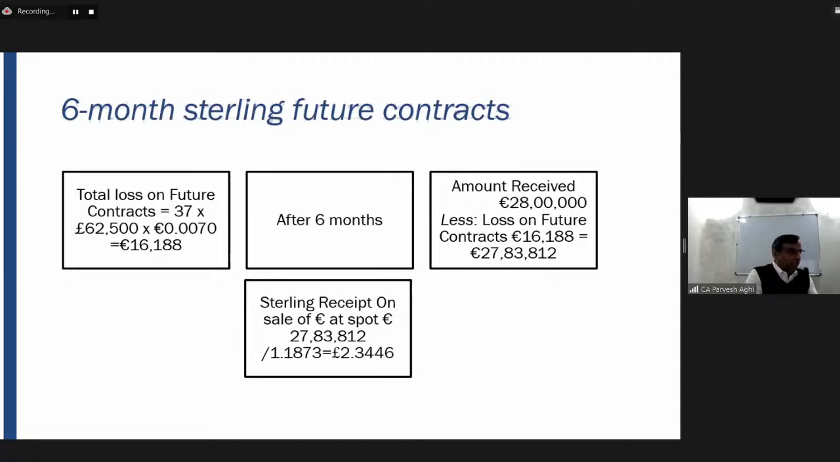So what we have done is taken 27,83,812 divided by the spot rate after 6 months, which is 1.1873. The amount he gets is 23,44,657 in total. Dividing by 10 lakhs, this will be 2.3446 million. That is what he gets using a futures contract. This is the money he has got, and the 6 month spot rate is given to you in your question, so we use that to convert the euros into pounds.